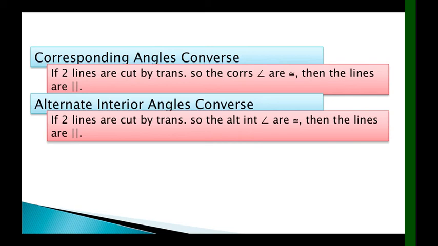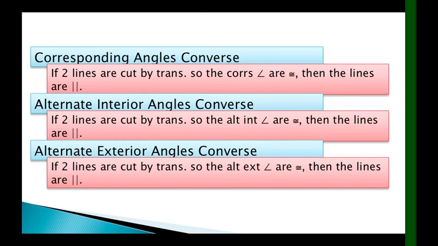When two lines are cut by a transversal and their alternate interior angles are congruent, then the lines are parallel. It's similar to the alternate interior angles theorem. It says the same thing as earlier.